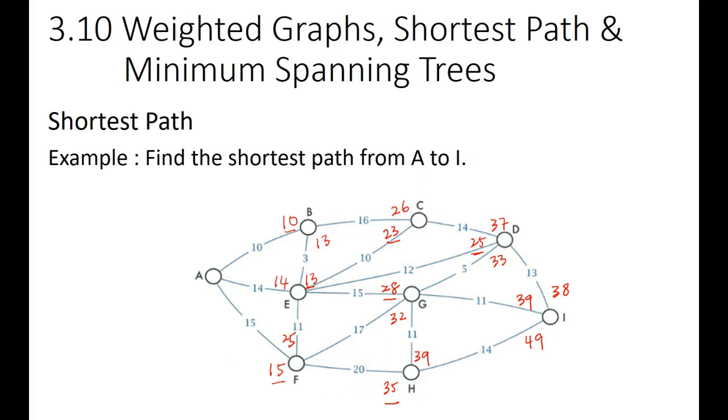So from A to I, we are choosing the shortest path. If you look at all the comparisons here, it will be 38. So the answer here will be 38. The shortest path from A to I will be 38. And you have to check whether there is a unit. If there is, you have to put it in.